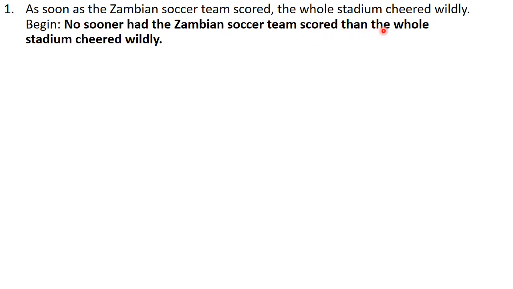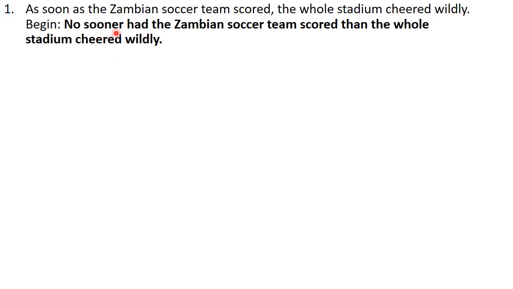Than what happened next? What is the second action? The whole stadium cheered wildly. As you can see, the second statement is in past tense, making the whole sentence show that this is not happening now, will not happen in the future, it happened in the past. Okay, so just a recap.